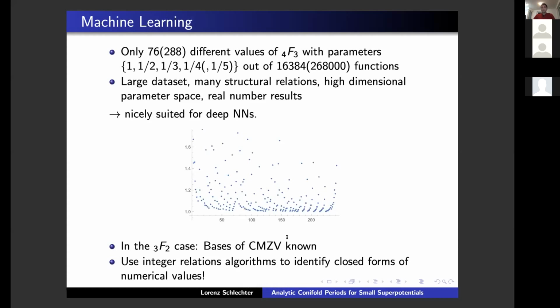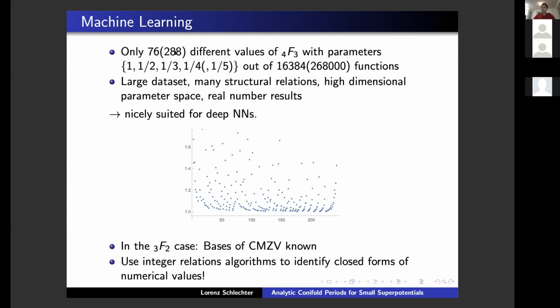As a final comment, there's also a possible application of machine learning. The evaluation of these pFq's at 1 is really complicated, but there's a huge amount of structure in them. If you take all possible pFq's up to 4F3 with parameters in this set here, you get 268,000 functions, but only 288 different values. So this is a huge data set. There are many structural relations, and it's a high-dimensional parameter space, which you can hardly plot, but a neural network is perfectly suited to learn such things. So it would be interesting to look into whether we can actually apply machine learning to this.